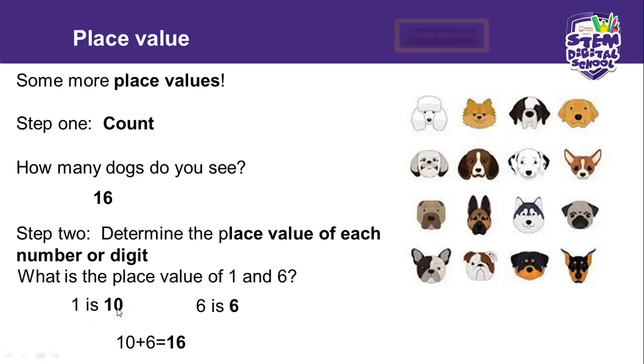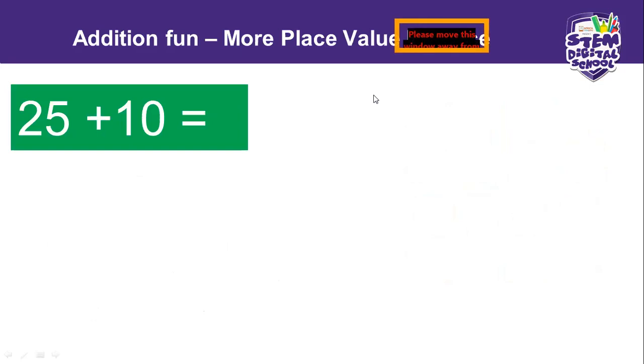When you add 10 plus 6, it will give you 16. It doesn't give you 1 6. So that is why it is important for us to understand place value. When you see a number, you can tell which one is a ten and which one is a unit. All right, we do some more place values.